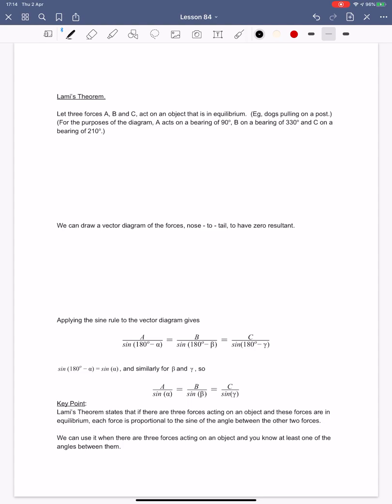If we've got 3 forces, A, B and C, acting on an object that is in equilibrium, there's the object. Got one force that way, one force that way, one force that way. So it's A, B, and C. For example, dogs pulling on a post.